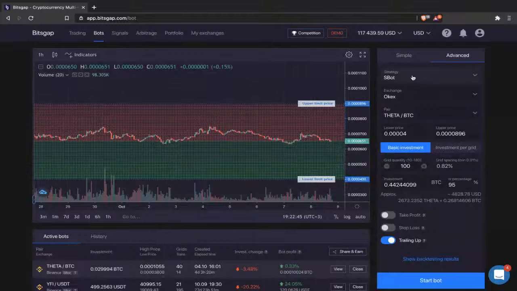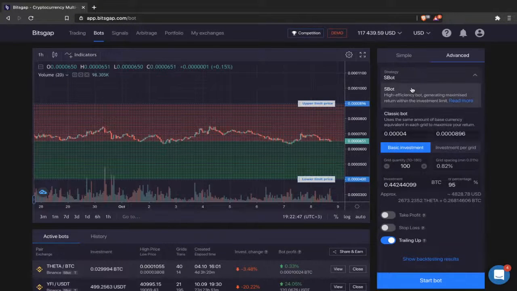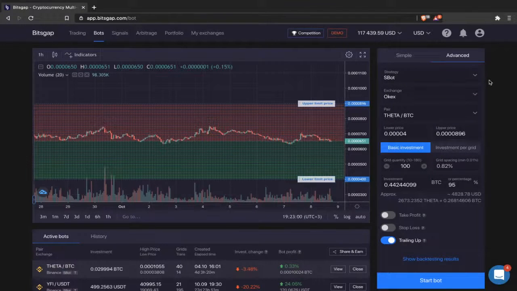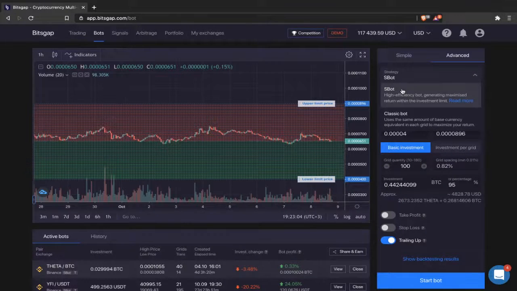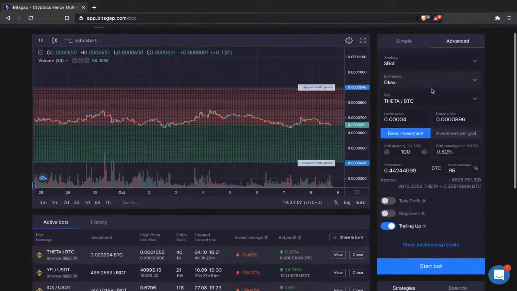So basically the difference is in the way the bots distribute investments, and in general they have the same security mechanisms to ensure proper trading. Once you've selected the strategy, let's apply the SBot, which is a brand new strategy derived from the Classic bot. We've selected the OKEX exchange, and now it is time to select the cryptocurrency pair. So here you can actually use it.